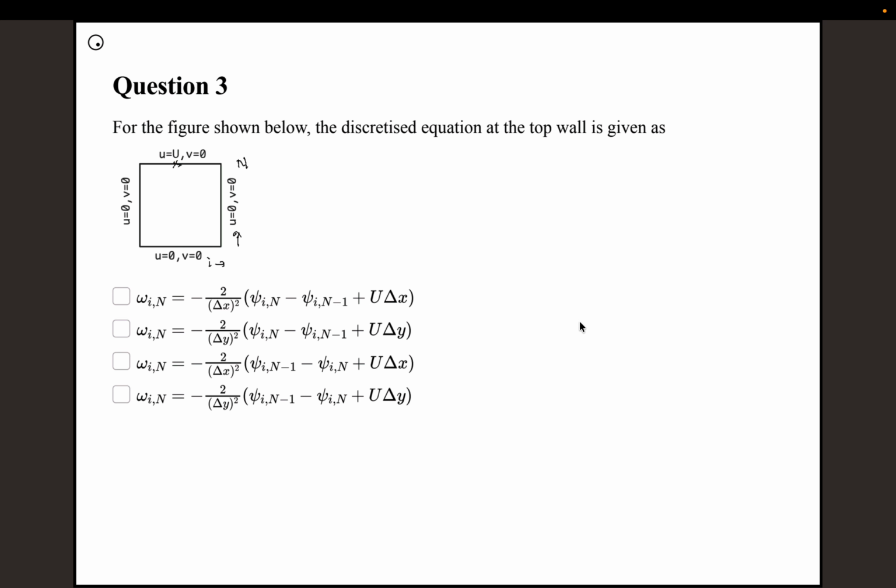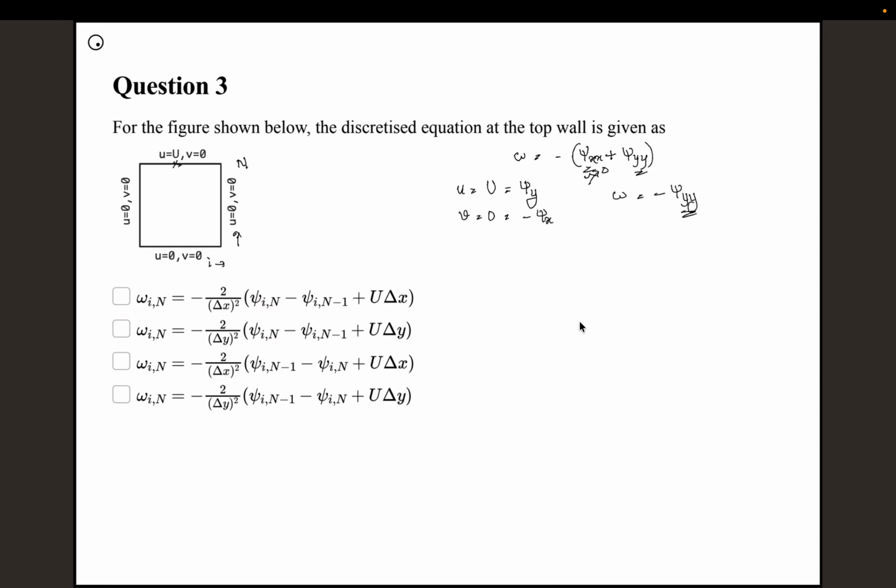The process is same as before. So we start with writing equations for omega, which is minus psi xx plus psi yy, and then we need to know the values of psi now. So along the wall, we have u is capital U, which is my psi y, v is 0. So this implies psi is not a function of x. So I can make this term equal to 0. So we have omega as only function of y. Sorry, omega is minus psi yy, and I need to determine this value.